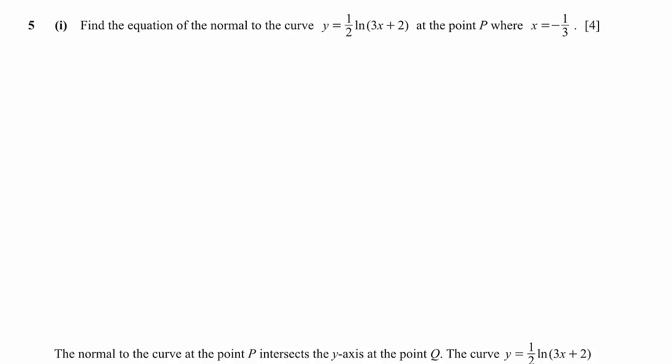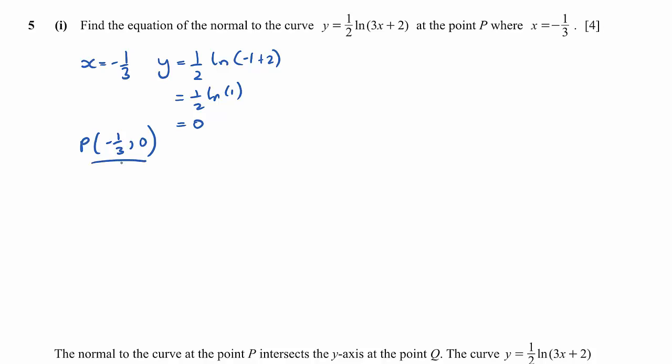Find the equation of the normal to the curve y equals a half ln(3x plus 2) at the point P where x is equal to negative a third. So if x is equal to negative a third, y would be a half ln of negative 1 plus 2, which is a half ln 1, and ln 1 is 0, so y is 0. So we're talking about P being the point (negative 1/3, 0).